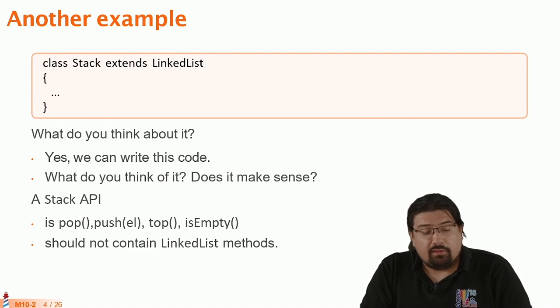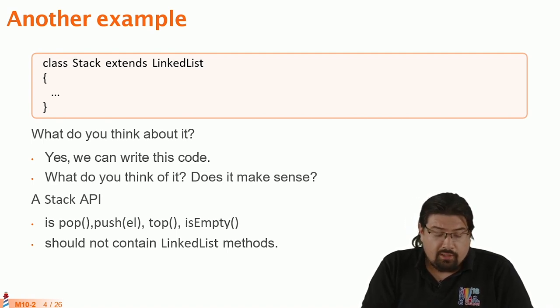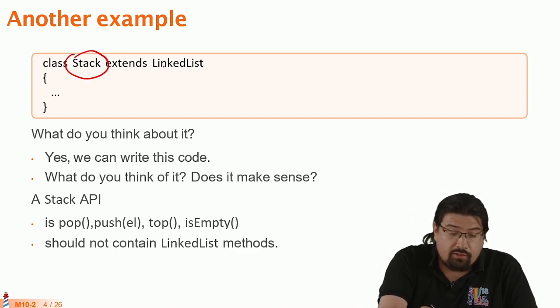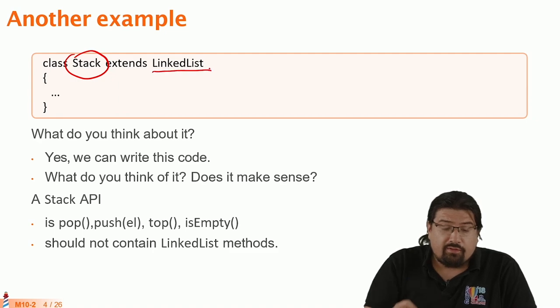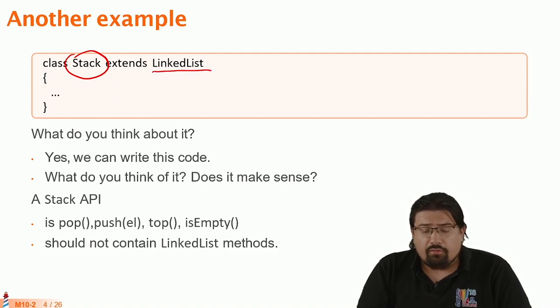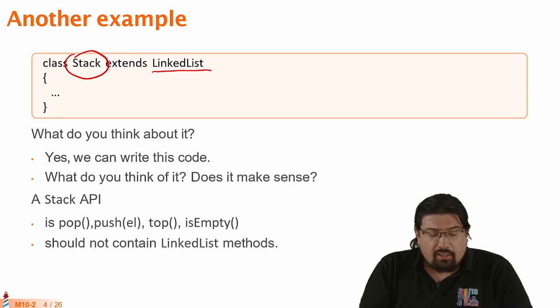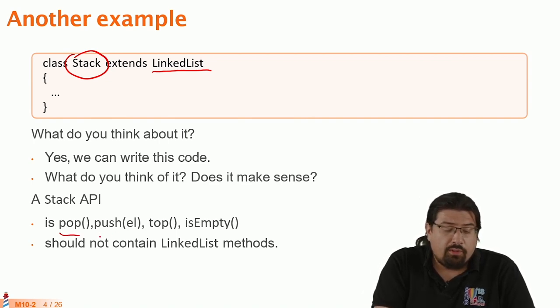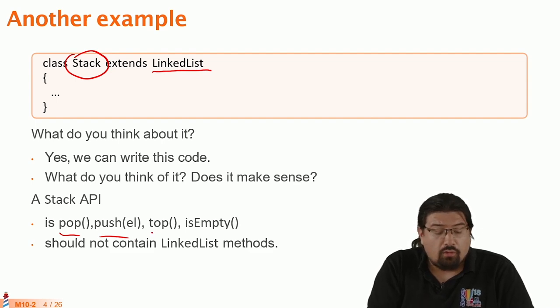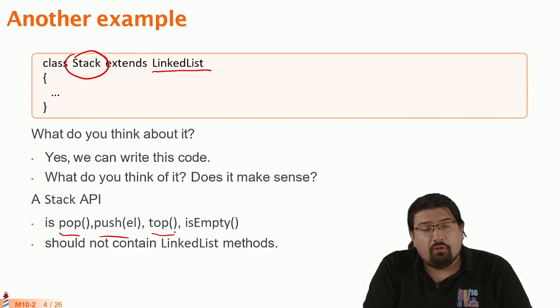Let's see another example. This looks like it makes a little more sense than the previous one. We are defining our class Stack also as a subclass of LinkedList. Of course, this code is valid, but again, does it make sense? An API that we are expecting to have in a stack includes operations like pop, push, size, or top. But do all the other methods in a LinkedList apply to our stack? Are they valid in the context of our object?